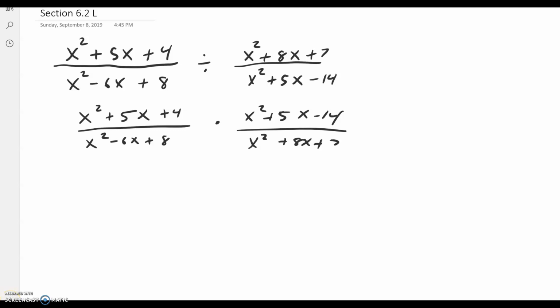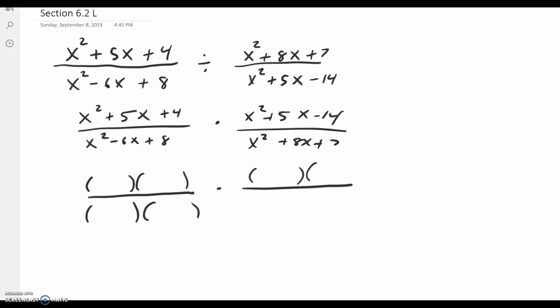When you're multiplying two fractions, the goal is to factor each numerator, factor each denominator completely, and only then cancel any like binomial factors. One binomial from the top, then one binomial from the bottom. So x squared plus 5x plus 4 factors into x plus 1 times x plus 4. You can check the middle terms. 1x plus 4x is 5x.